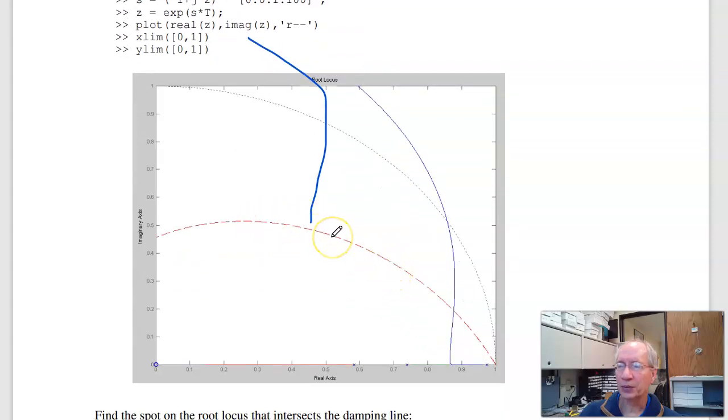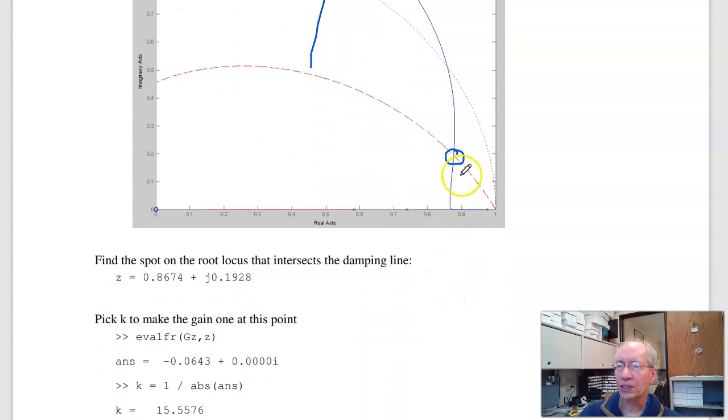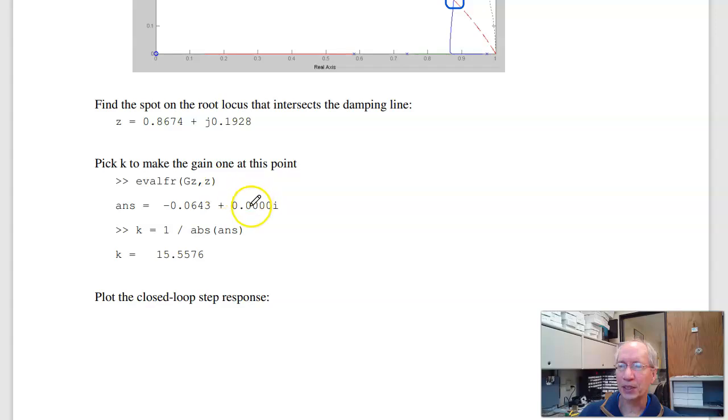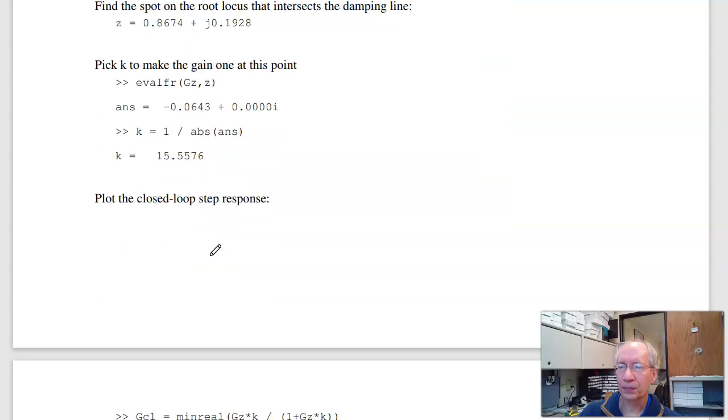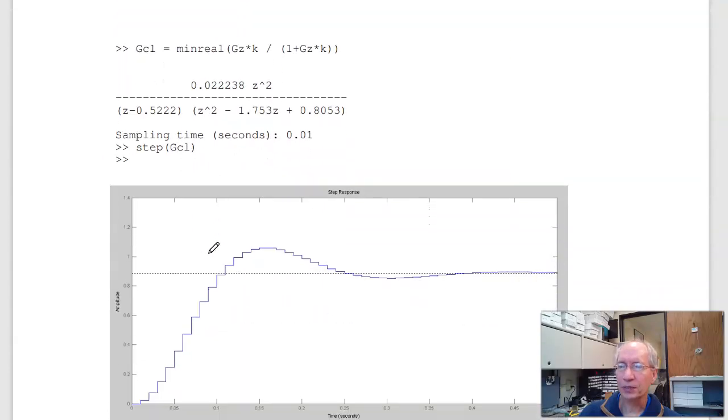That's 20% overshoot. Where the damping line intersects the root locus plot is your solution. So in this case, zooming in, that's 0.86 plus j.19. At any point on the root locus, g times k is minus 1. Pick k to make the gain 1, k is 15.5. So if I plot the closed loop response, there's your 20% overshoot.